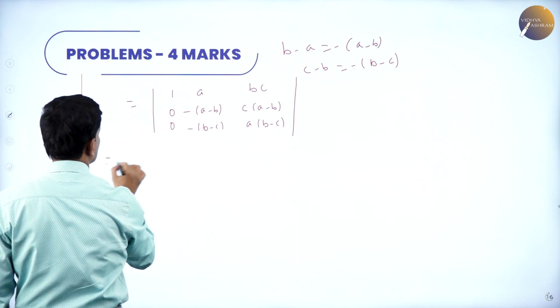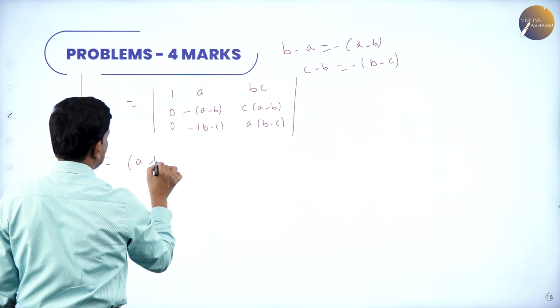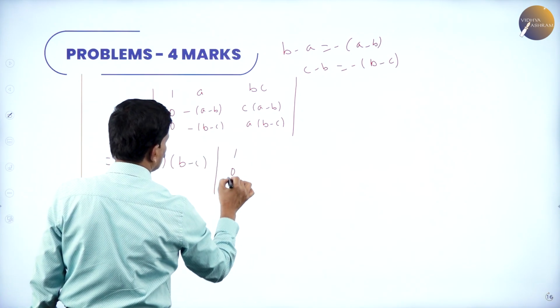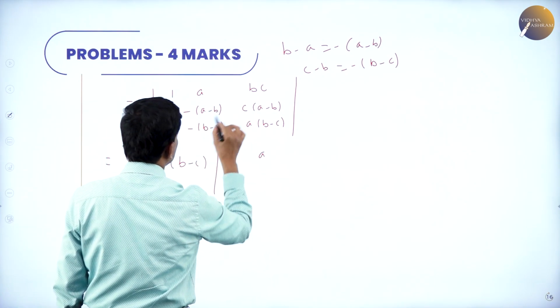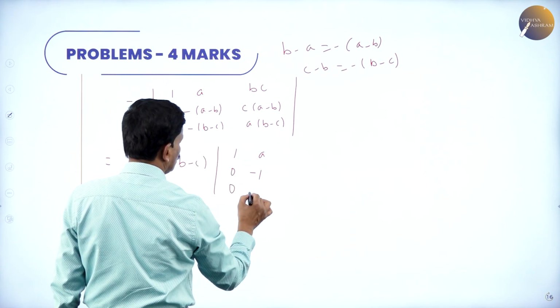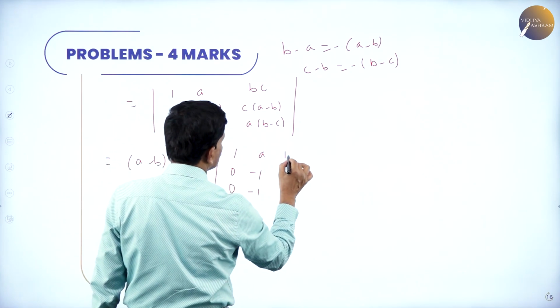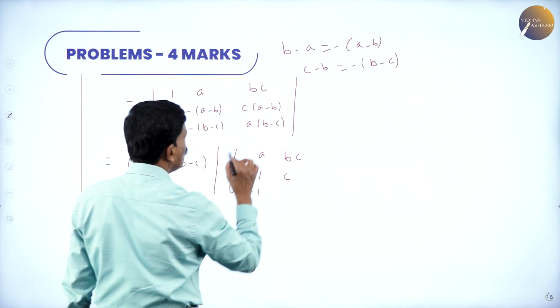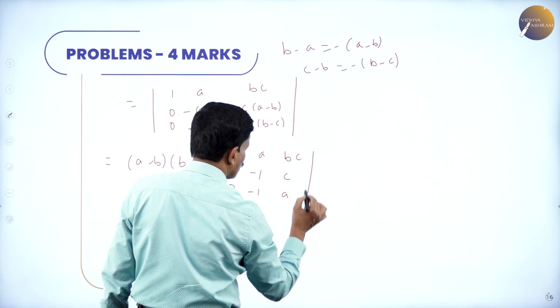Now, this is equal to, I can take A minus B and B minus C out from these rows. 1, 0, 0. This is A into A minus B is gone, minus 1, B minus C is gone, minus 1. This is BC. A minus B is taken out, what is left over is C, and B minus C is also taken, what is left over is A.